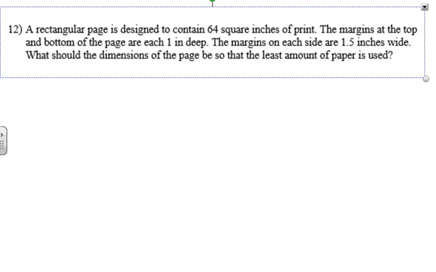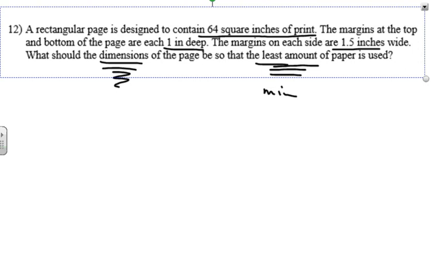find to contain 60 square inches of print. The margins on the top and bottom of the page are 1 inch deep and 1/2 inches wide. What should the dimension of the page be so that the least amount of paper is used? So we're looking for the least amount of paper. Okay, so that would be a minimum we're looking for. We're also looking for the dimensions.